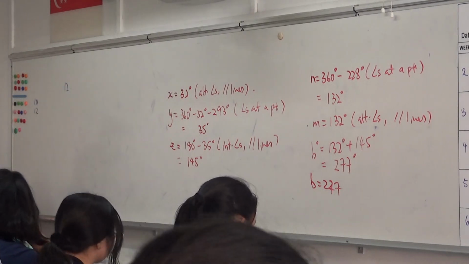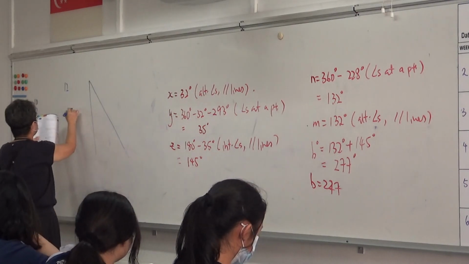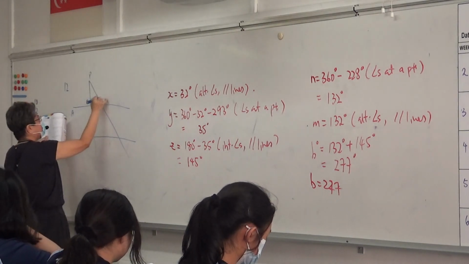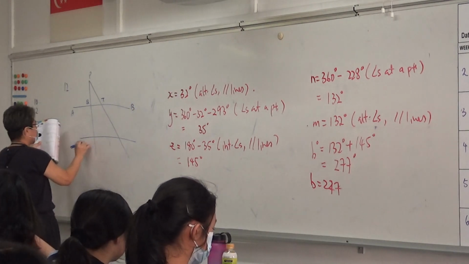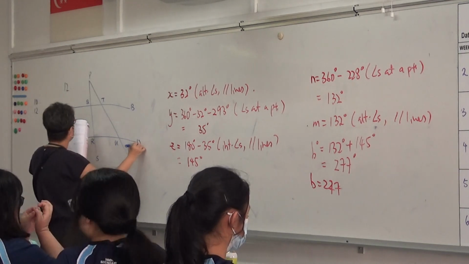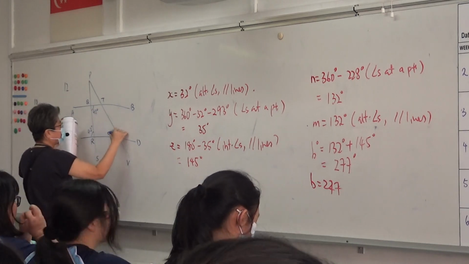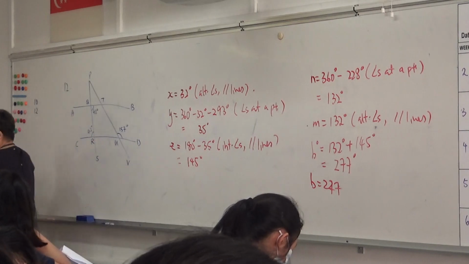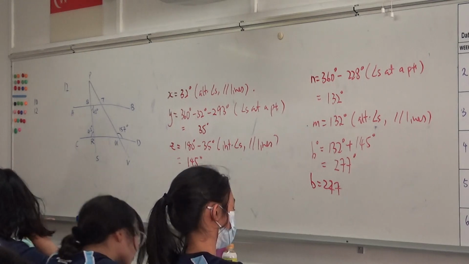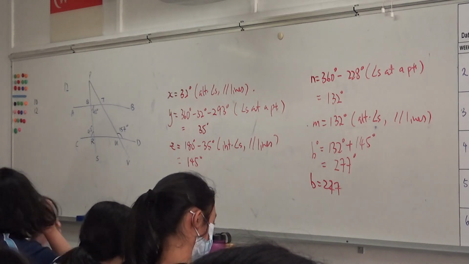Let me draw the diagram first. This is the diagram, right? Alright. Now I want to know if this diagram gave you any parallel lines. If this diagram gives you any parallel lines. The answer is no, right?